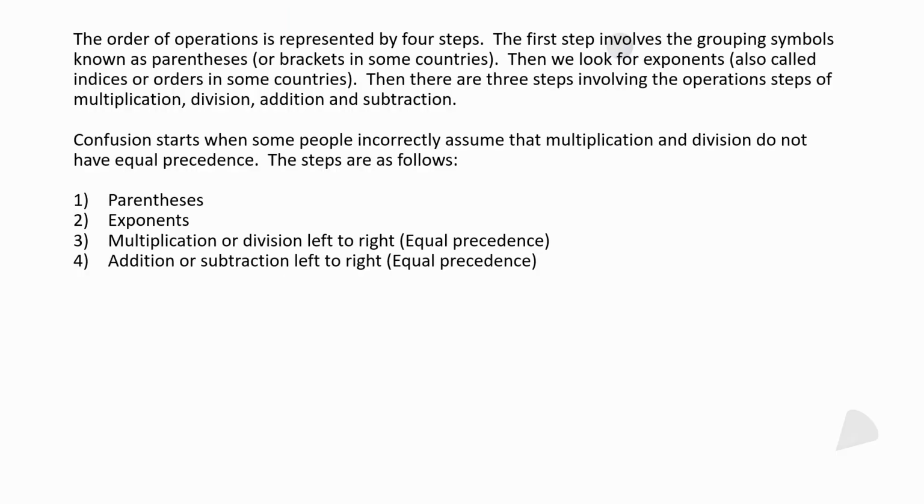Before we start on the problem, I just want to do this quick overview that I always do. There's a convention, the order of operations convention, and it's represented by 4 steps, and this applies to all mathematics, not just algebra. The first step involves the grouping symbols, which are known as parentheses. They're also known as brackets in some countries. Then we look for exponents. These are also called indices or orders in some countries. Then there are the 3 steps involving the operations: multiplication, division, addition, and subtraction. There's some confusion that starts when some people incorrectly assume that multiplication and division do not have equal precedence. The 4 steps that I'm talking about are number 1, parentheses, number 2, exponents.